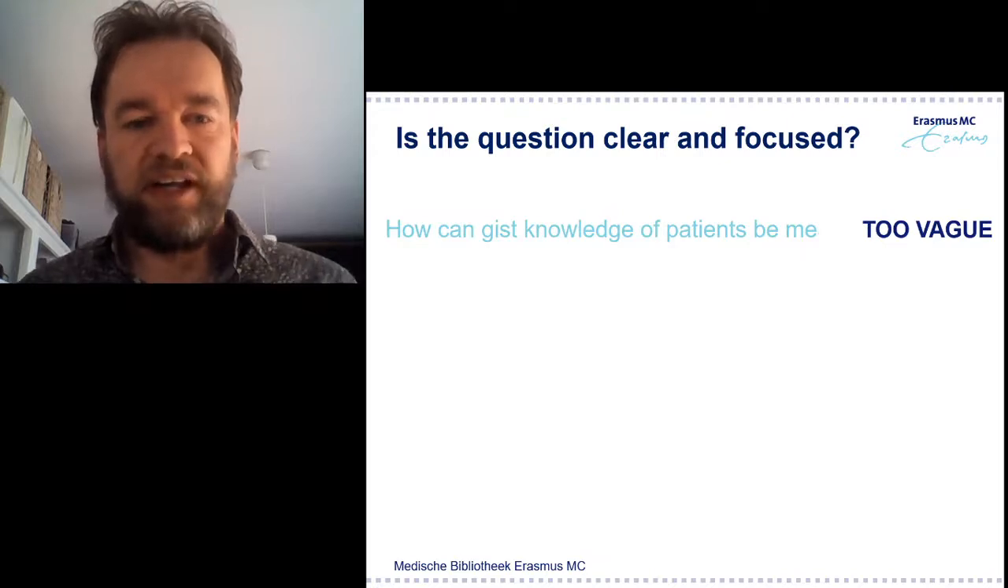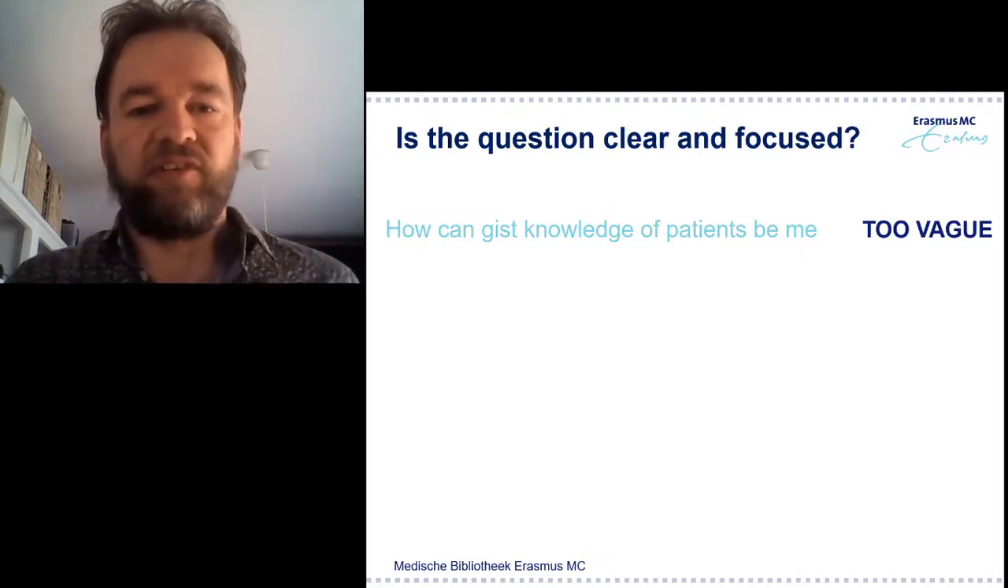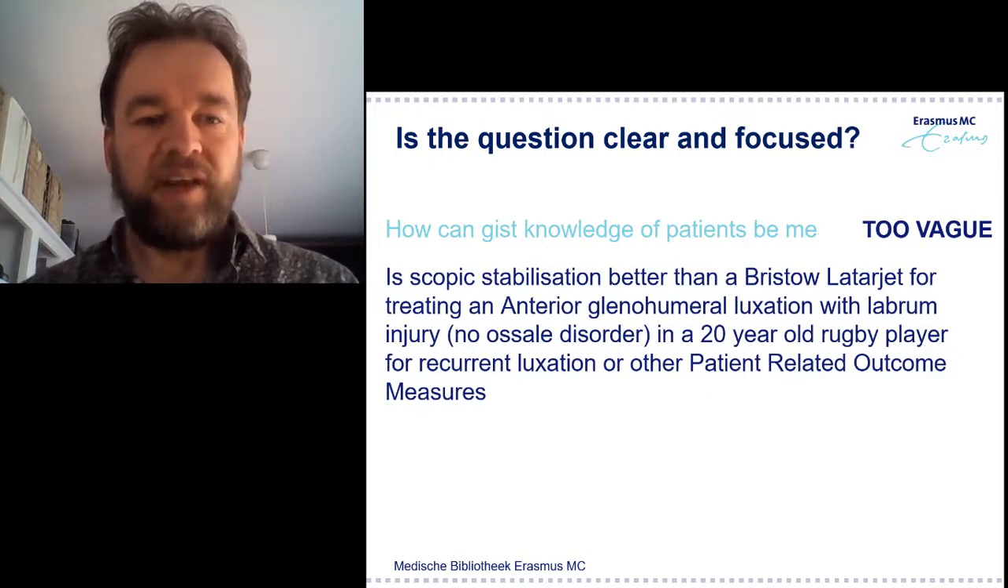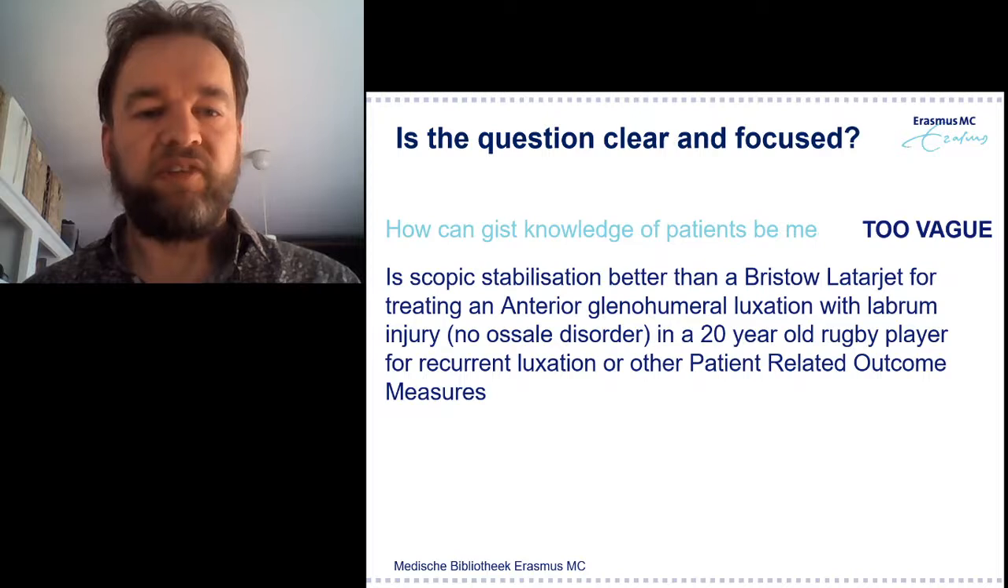Another research question that is not fit to be answered with systematic literature retrieval is this research question. It contains so many terms that it is too specific.